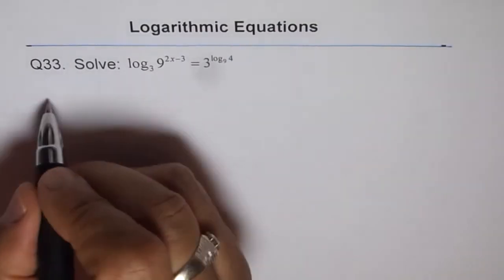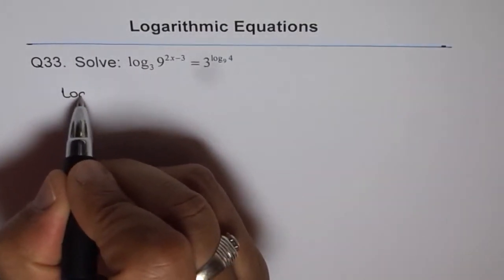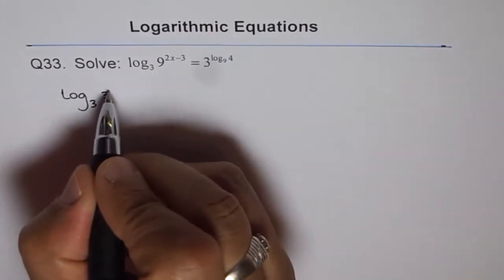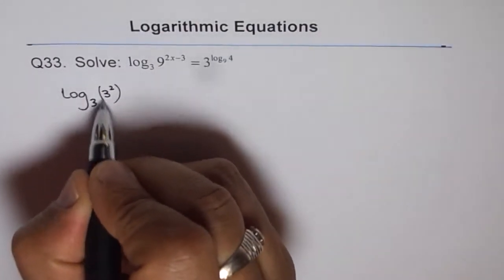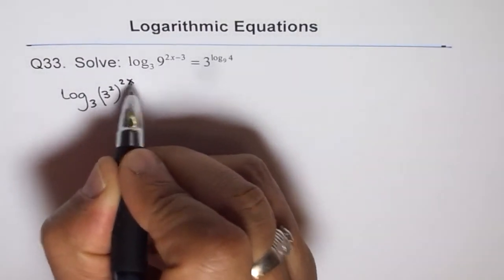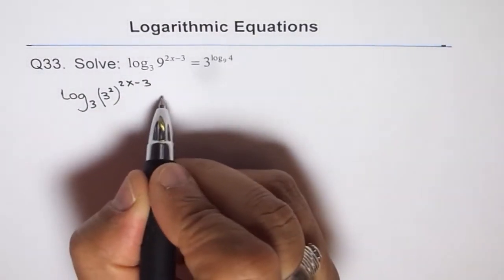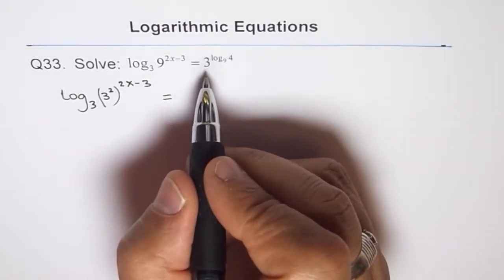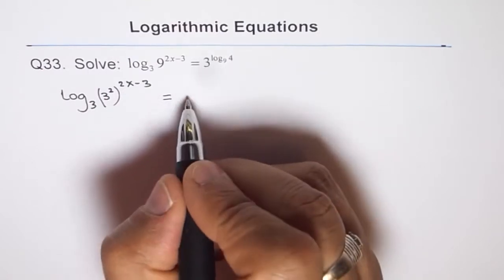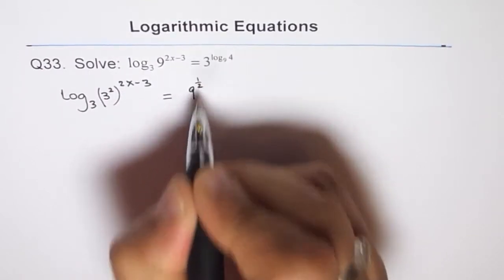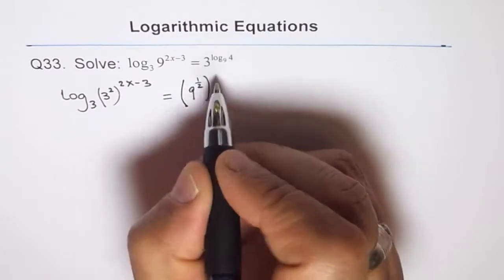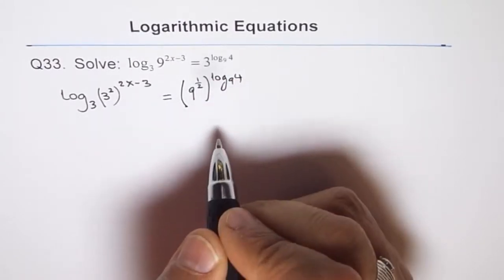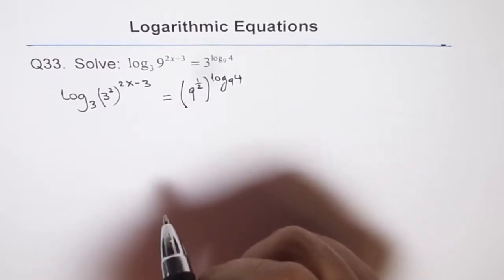And therefore, I will write this equation as log base 3, and instead of 9, I am writing 3 squared, so 3 squared to the power of 2x minus 3. So that is my left side. And on the right, instead of 3, I am going to write 9 to the power of a half, correct? To the power of whatever is given to us, which is log base 9 of 4. So that is how we transform the equation.